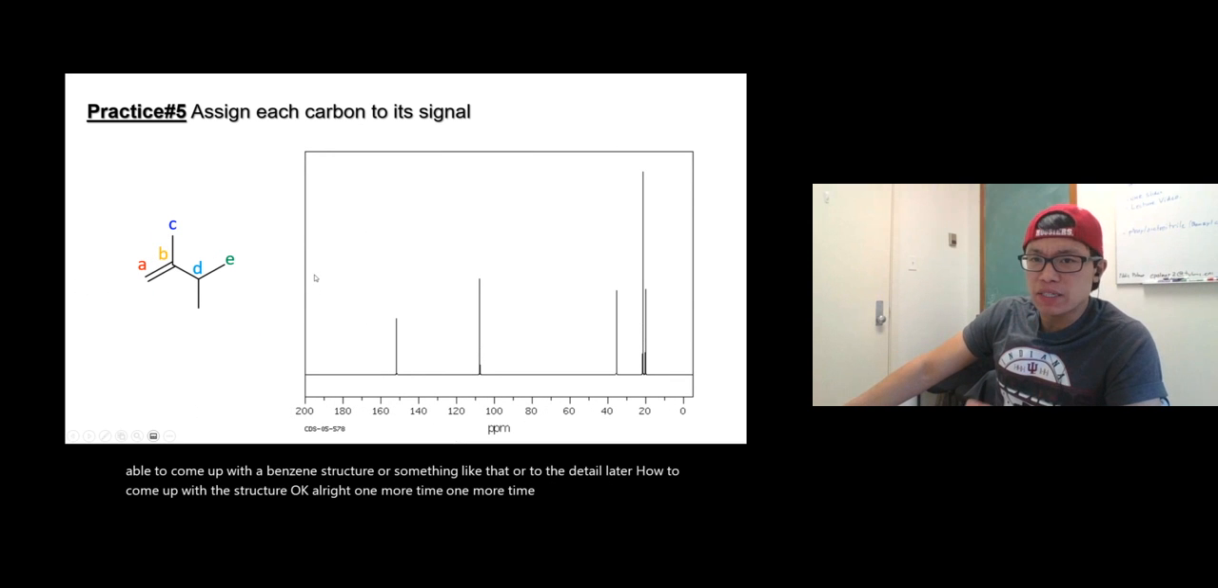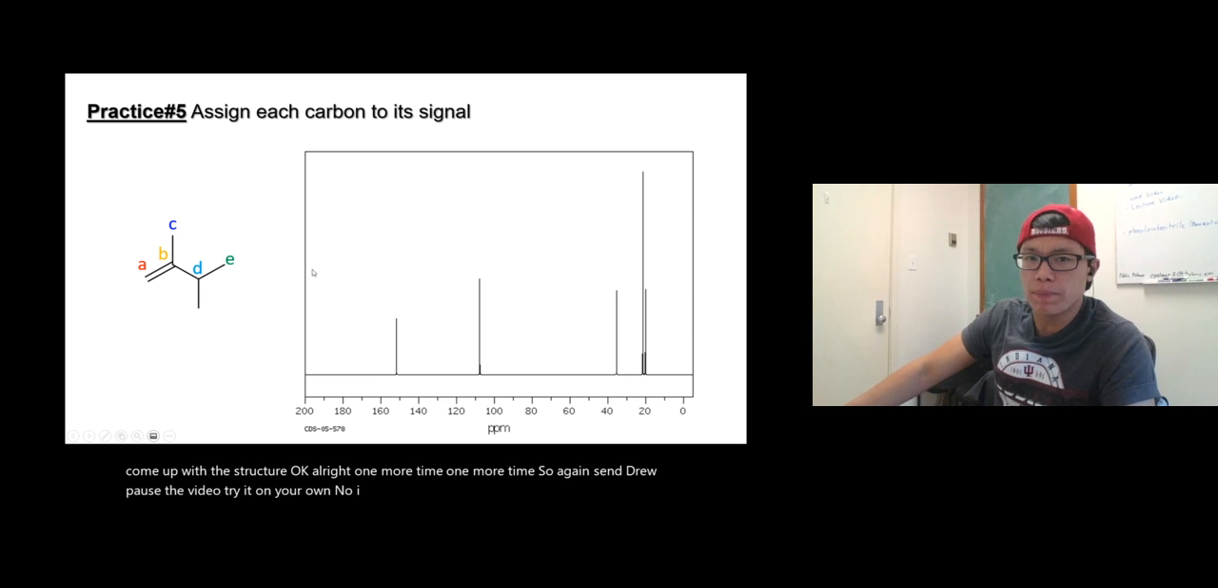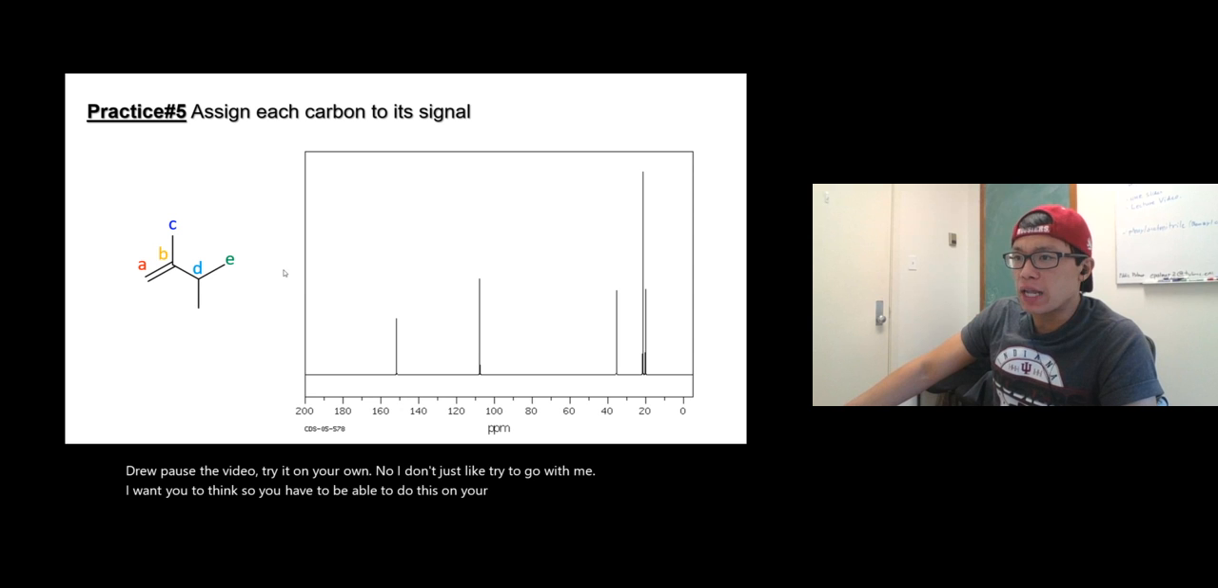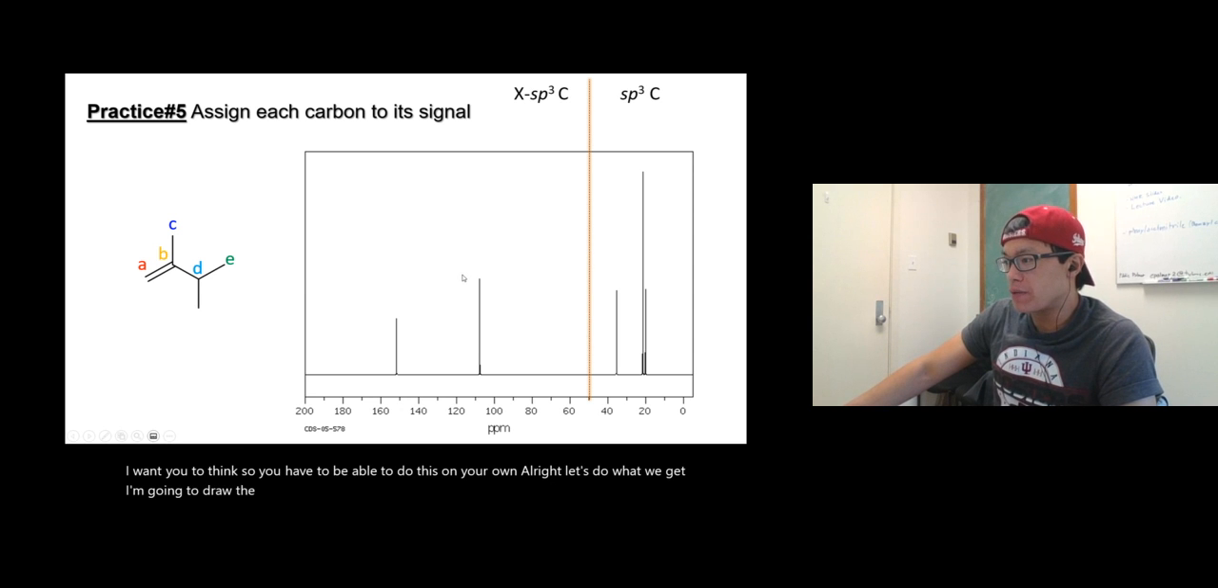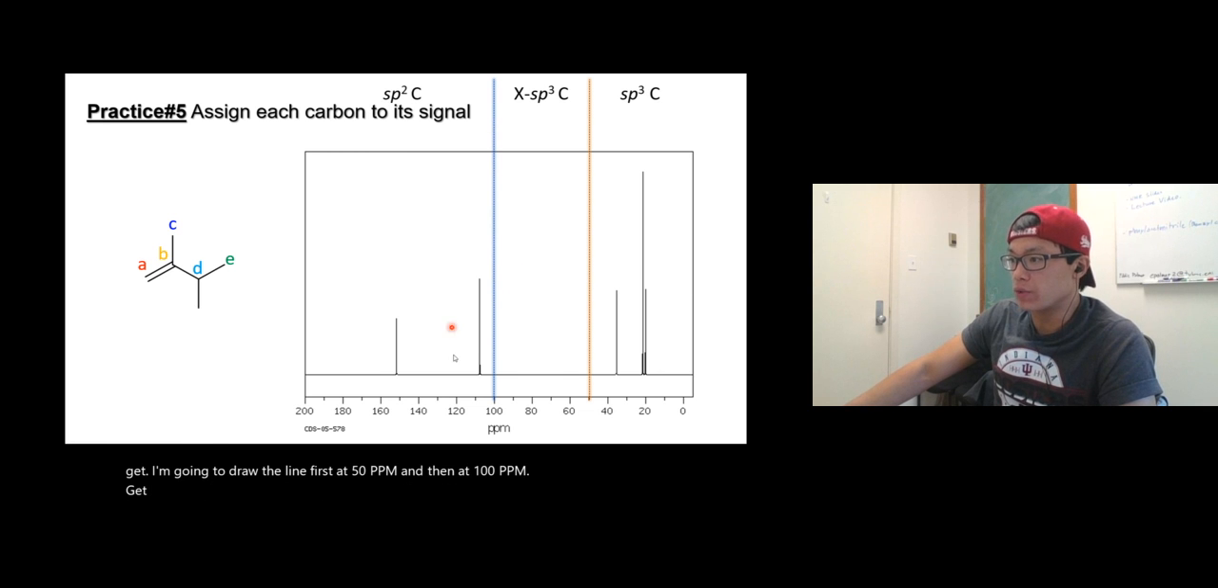So again, same drill. Pause the video. Try on your own. Don't just try to go with me. I want you to think, so you have to be able to do this on your own. All right, let's see what we get. I'm going to draw the line first at 50 ppm and then at 100 ppm. You get region 1, 2, and 3 right here. Okay. All right, let's do this.